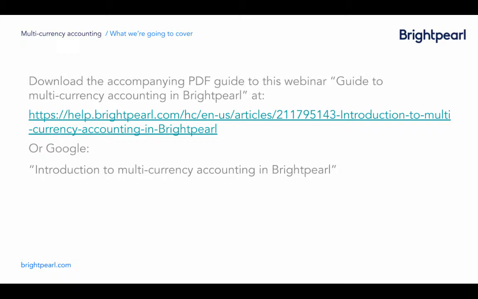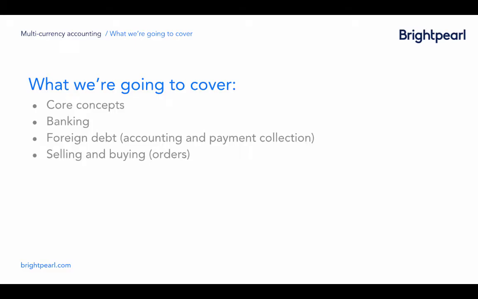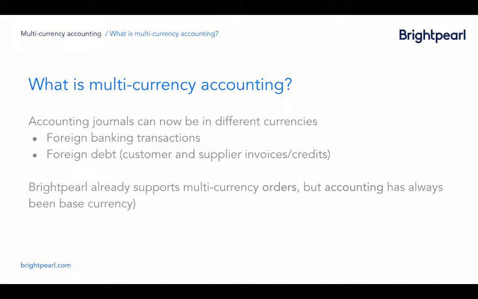Okie dokie. So, Brightpearl multi-currency accounting. What we're going to cover today is the core concepts of multi-currency accounting in Brightpearl. We're going to look at banking in different currencies, foreign debt, so that's accounting of course, and the payment allocation for that foreign debt, customers and suppliers, and then selling and buying, which is orders. This is the first of two webinars. This one introduces the functionality of the accounting, and the second webinar in a couple of weeks' time introduces you to the transition. So if you're already using Brightpearl accounting, how you're going to switch to multi-currency.